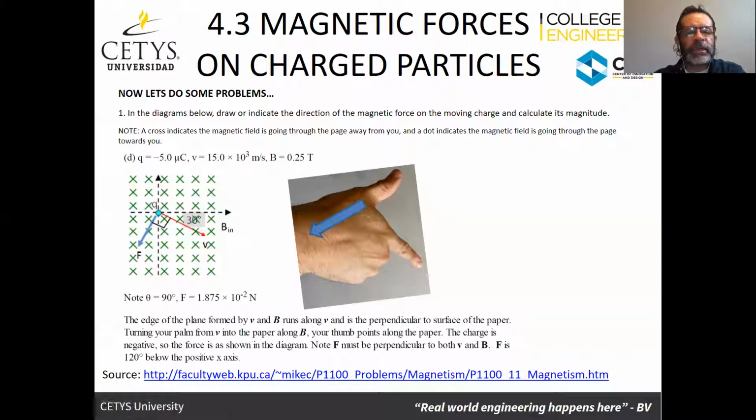For the next one, it's a very similar situation. However, now the field is also going inwards. The velocity vector is the index finger. It's going downwards. In this case, your thumb is going to be pointing upwards. However, the charge is negative, so the force goes opposing the thumb, and so that means it's going downwards, the way it's indicated here in the image. Okay.